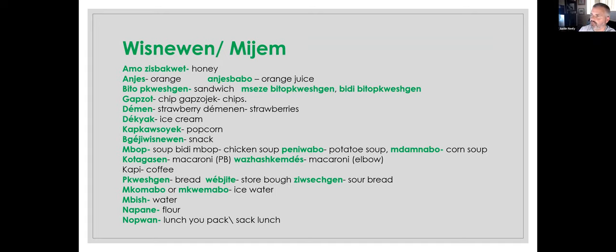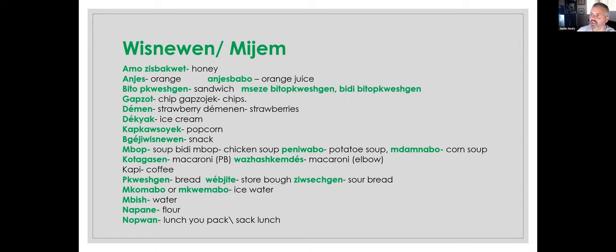Wisnoen or medium is food. Amozispaquet, honey. Anjes, an orange. Anjes babo, orange juice. Bito pequeguin, a sandwich. Msize bito pequeguin, a turkey sandwich. Bidi bito pequeguin, a chicken sandwich.